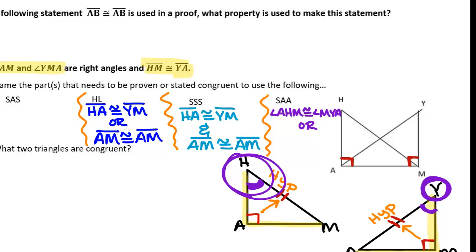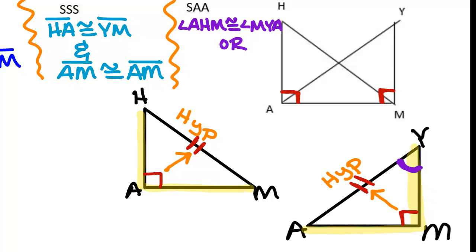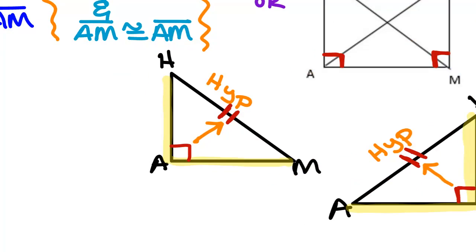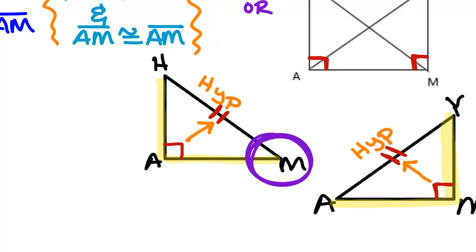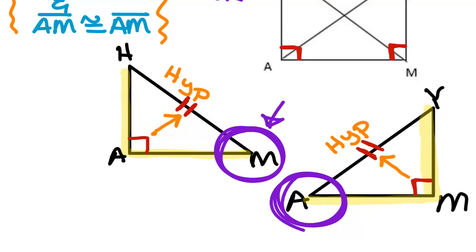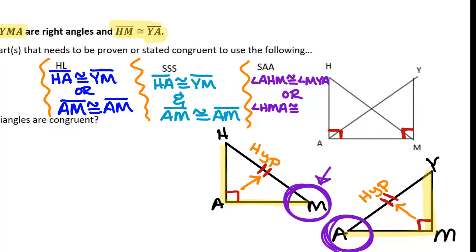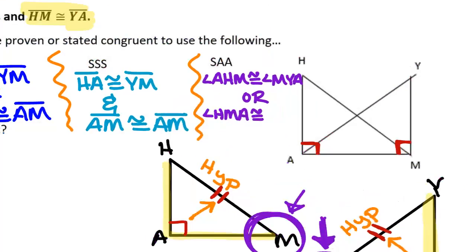Or, what about if I wanted it to be the other angle? This angle and this angle. What could I name this one? HMA. Angle HMA. Congruent to, what would we call this one? YAM.